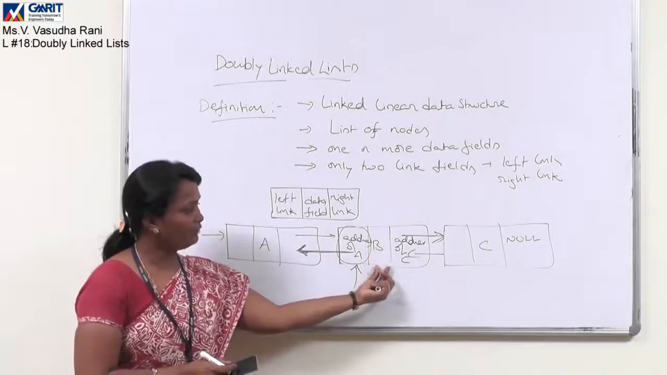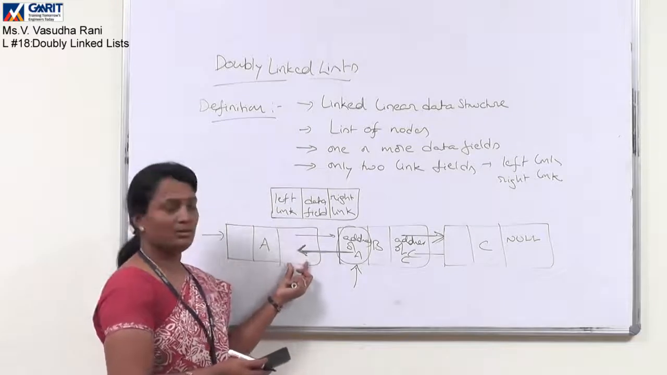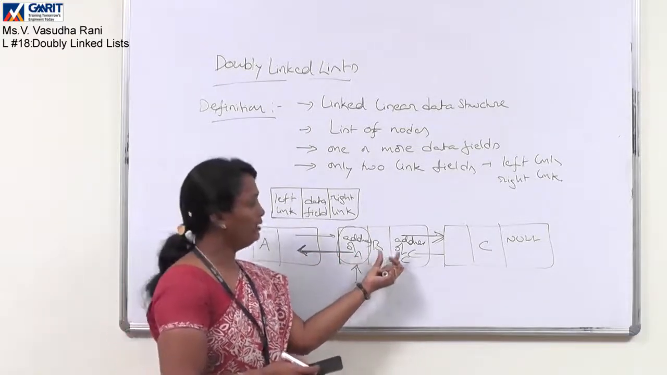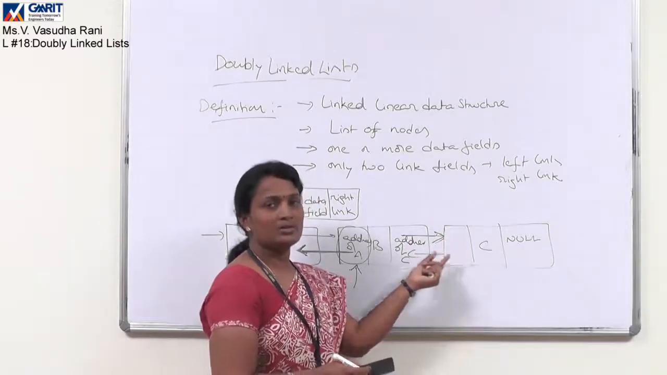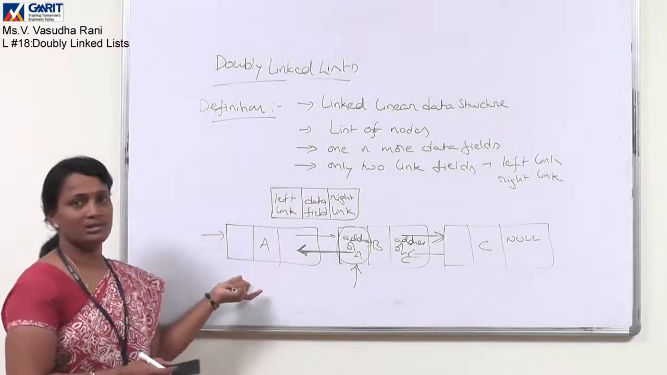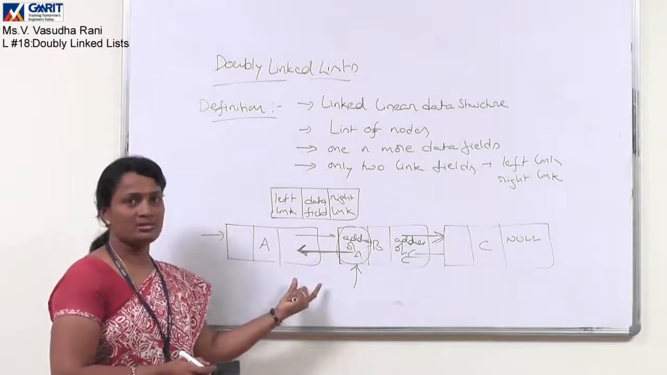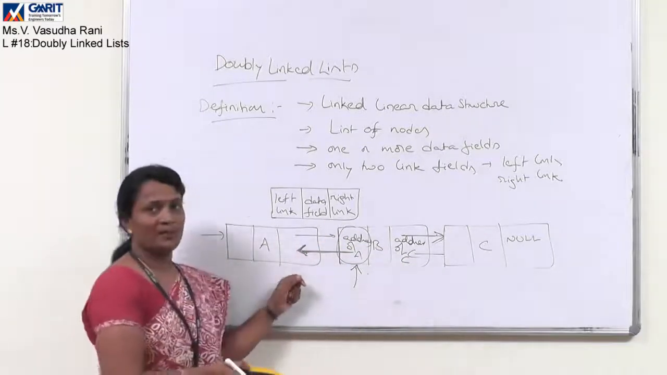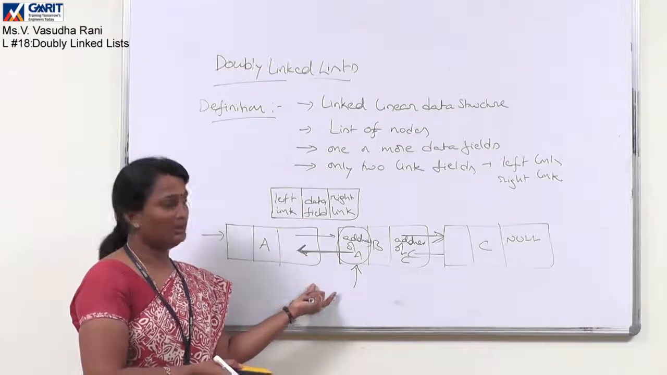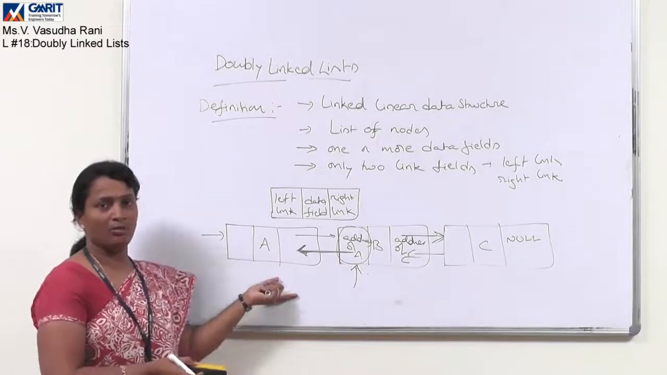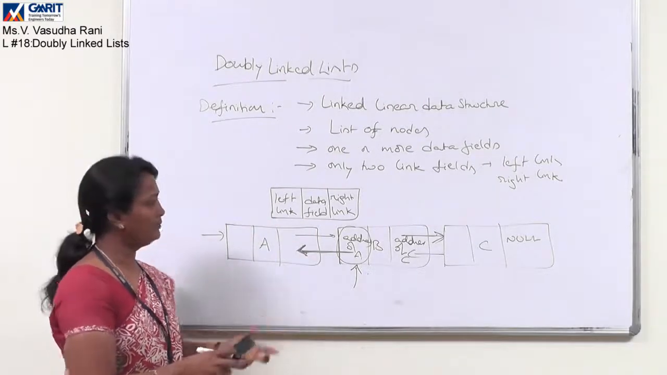So with this, if you are at the B node, you are able to access the previous node through the left link of B, and you are able to access the next node of B through the right link. So with the concept of doubly linked list, we are permitted to access or traverse the list in both directions. Forward direction we can access it, and even in the backward direction we can access it while you are processing the list. So this is the flexibility or advantage we get with doubly linked list.